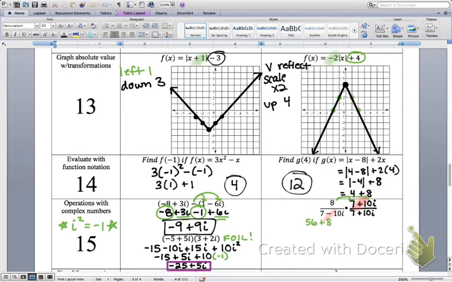8 times 7 gives us 56, and 8 times 10i gives us +80i. In our denominator, we need to FOIL since it's a binomial times a binomial. However, our middle two terms will always cancel out. 7 times 7 gives us 49, +10i times 7, -10i times 7, and we can see that's where it cancels out. -10i times +10i, -100i squared.